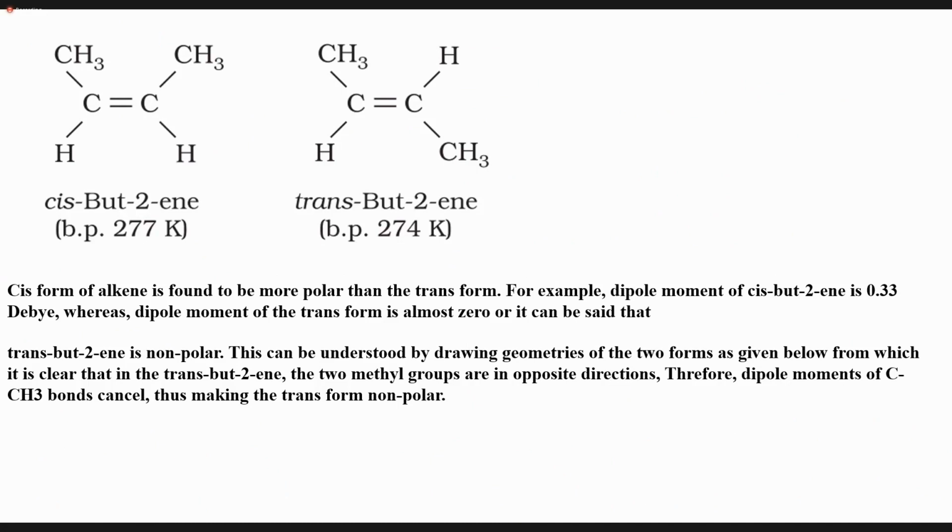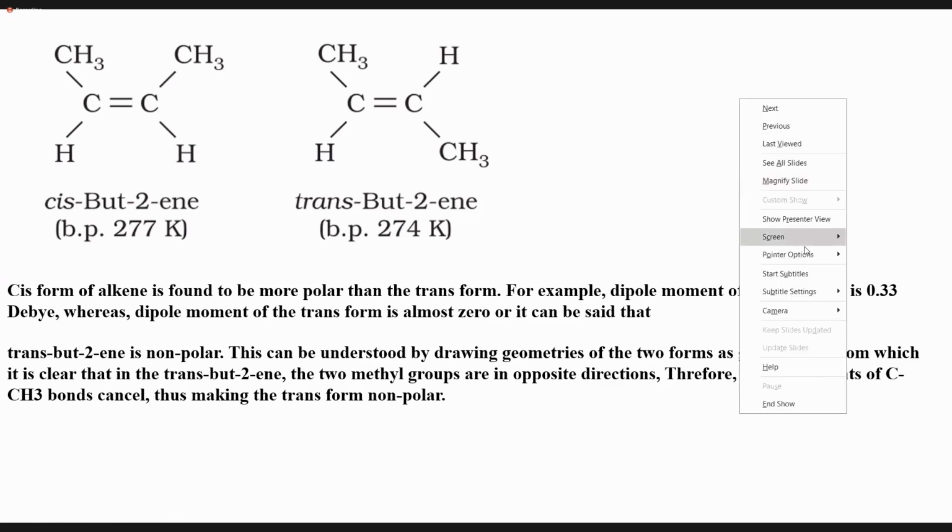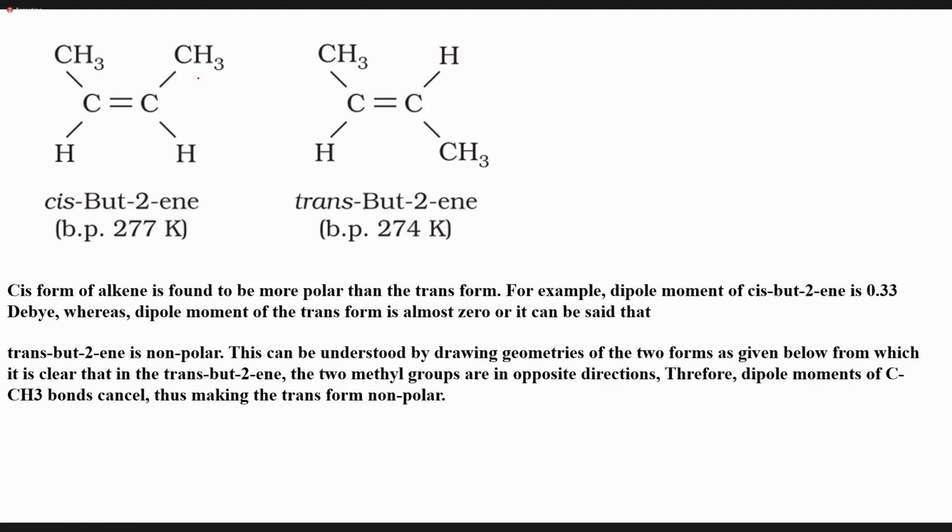Butene can show geometrical isomerism in two ways. One is the cis isomer and the other is the trans isomer. The cis and trans isomers have different boiling points. You can see in cis-butene the two methyl groups are on the same side of the double bond, and the hydrogens are also on the same side. That's why it is a cis molecule.